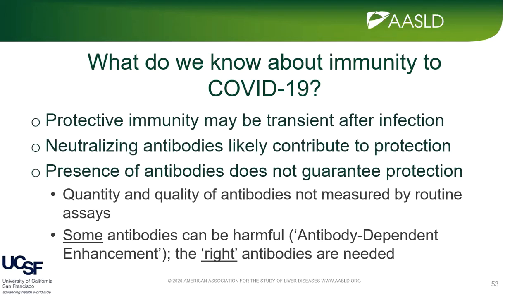There's a precedent in coronaviruses as well. There's a feline coronavirus that was studied probably about 20, maybe 25 years ago, where the phenomenon of antibody-dependent enhancement has been demonstrated, and actually it is the cause of pathology in that feline coronavirus disease. So I've made the point here that the right antibodies are needed, and that is true whether they are obtained by infection or by immunization. Next slide, please.